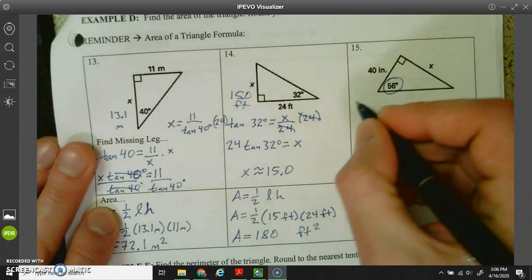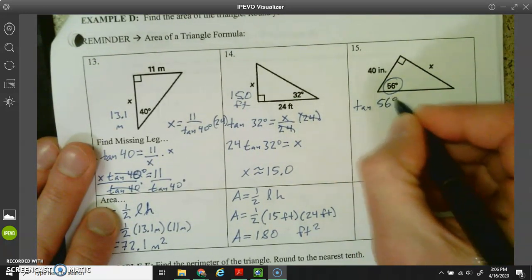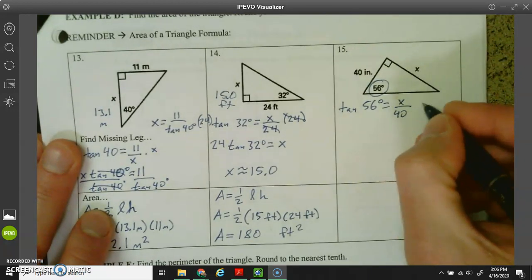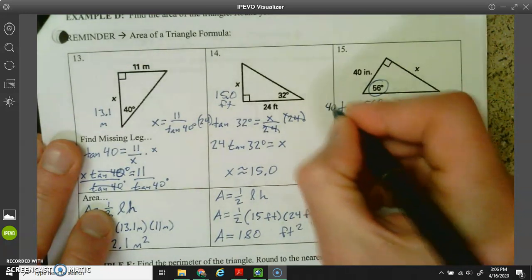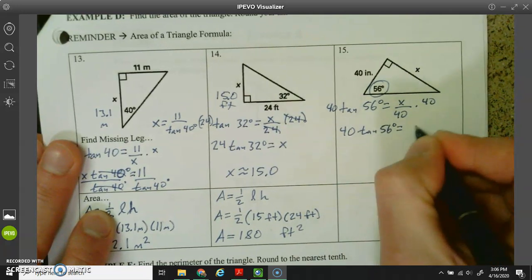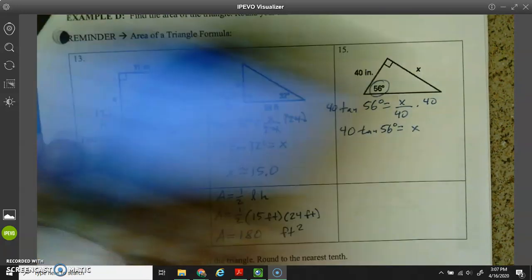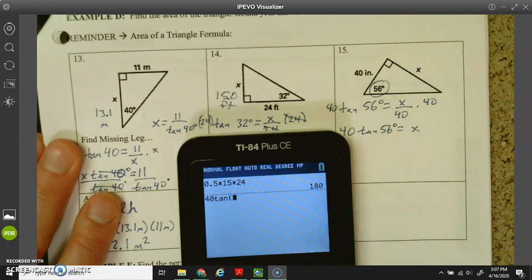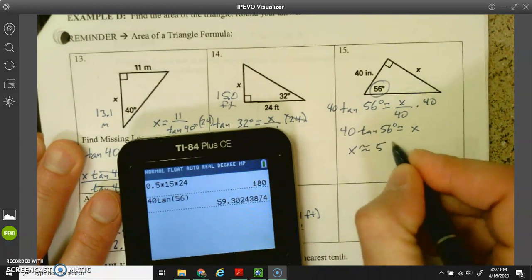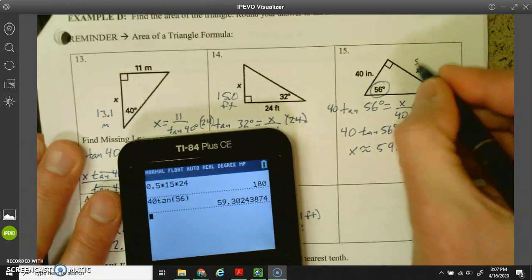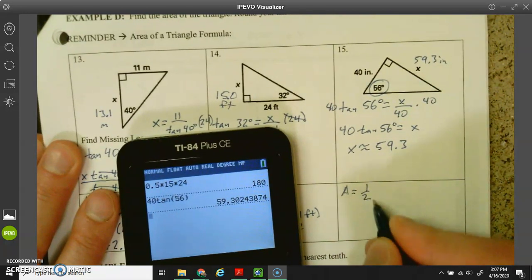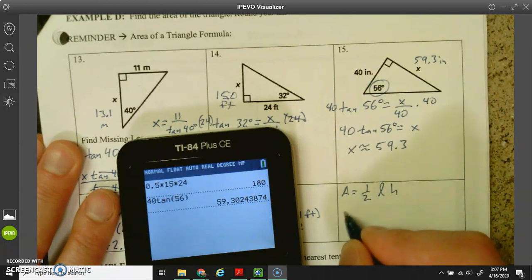This is a reference angle, so I have tangent of 56 degrees is equal to opposite over adjacent, multiplied by 40 on both sides. So I have 40 times tangent of 56 degrees equals x. 40 times tangent of 56 degrees. So that gives me x is approximately equal to 59.3 inches.